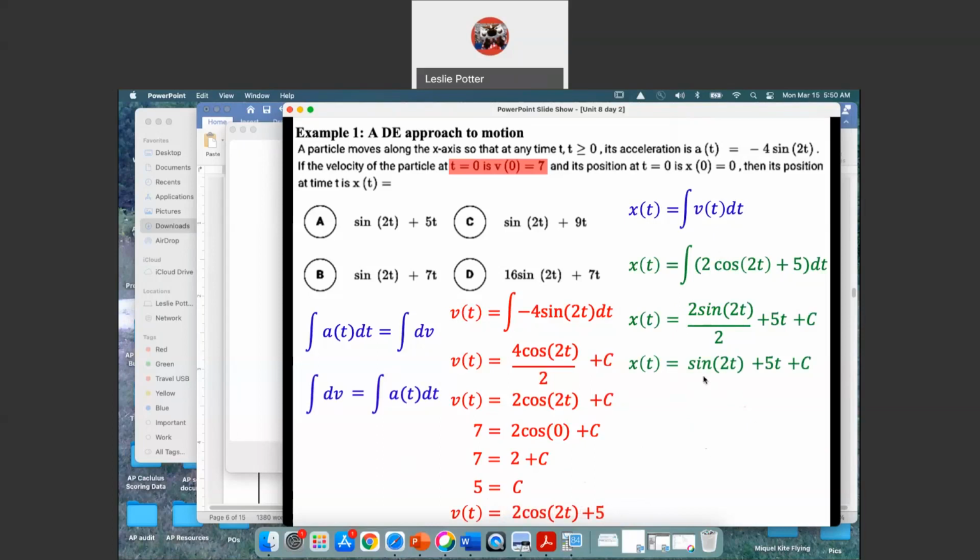But let's go ahead and plug in the initial condition, 0, 0 for t's. And when we put in 0 for t's and 0 for the x position, then the c is 0. And so we just end up with this function. And so we know the answer is A.